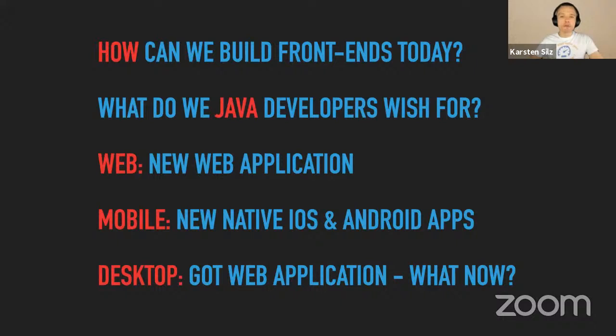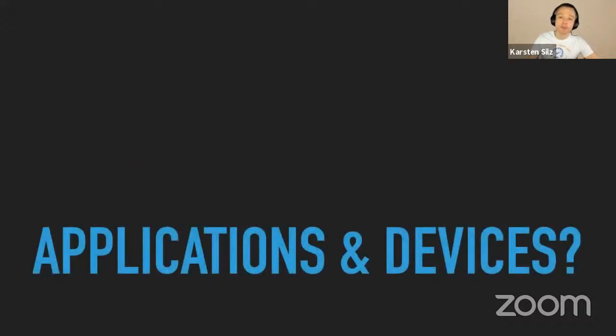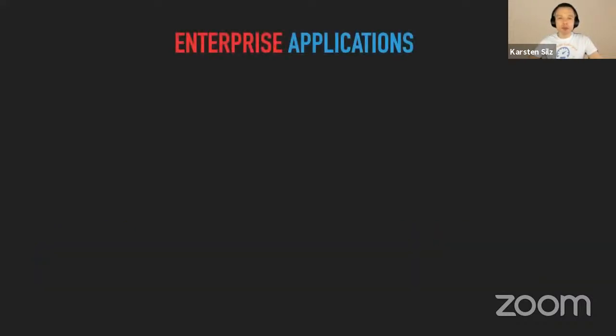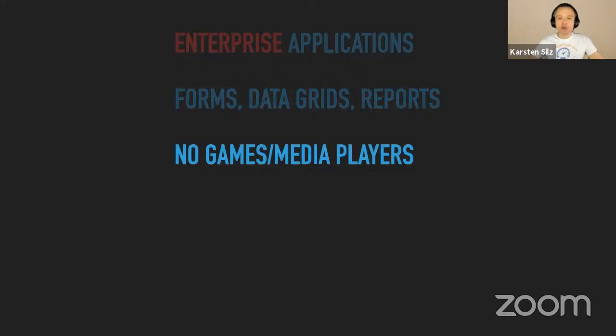So back to our first point on the agenda. How can we actually build front ends today? First of all, we've got to talk about what kind of applications or what kind of devices we are targeting. So we're Java developers. It's no surprise we're building enterprise applications, and that's what this talk is about. So it's forms, data grids, reports, think expense applications, something along those lines. I'm not talking about games or media players. There are separate frameworks and tools just for that. It's just a run-of-the-mill enterprise application that you all use day in, day out.